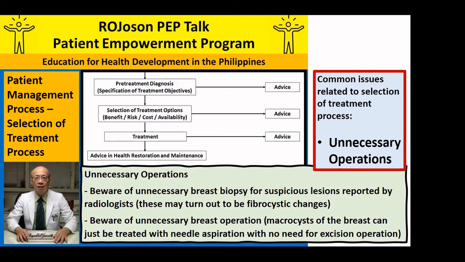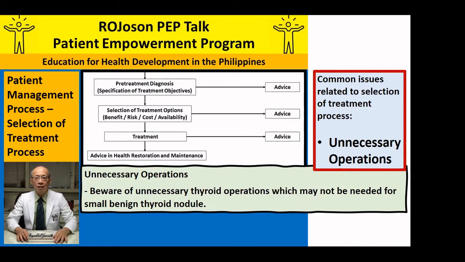Beware of unnecessary breast biopsy for suspicious lesions reported by the radiologist, because this may turn out to be fibrocystic changes. Beware of unnecessary breast operations, especially for macrocysts of the breast, which can just be treated with needle aspiration with no need for an operation that is called excision or removal of the mass. Beware of unnecessary thyroid operations, which may not be needed for small, benign thyroid nodule.